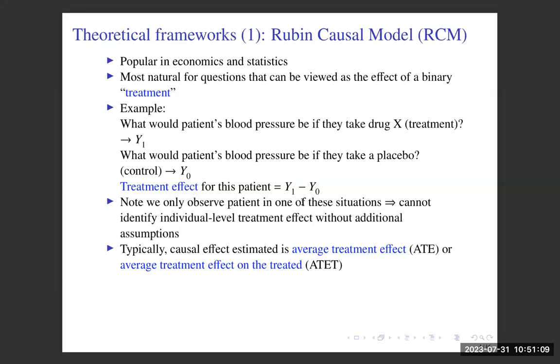And so then conceptually, you can think of, well, if this patient would take the drug, they would have some kind of blood pressure, Y1, say, like 140 or something. I think that's a number that is relevant for blood pressure. And then if you would give them a placebo, they might have a different blood pressure, say like 160 or so. And so the treatment effect for this particular patient would then be 140 minus 160. So it would be a decrease in blood pressure of 20. So that would be the treatment effect for this person.